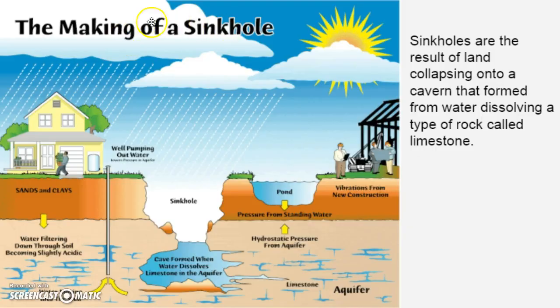So now we can look at what's called karst topography, or the making of a sinkhole. Sinkholes are the result of land collapsing onto a cavern that formed from water dissolving a type of rock called limestone. Down here's a picture. We have a cross-section profile, and here's a pumping well. If it's pulling water, you're having water flow. Groundwater flows. It's moving. And what happens here is the groundwater can dissolve limestone and create these caverns. At some point, when the weight of the overlying land is greater than the support weight of the cavern, it simply collapses. And that's what we're looking at here.